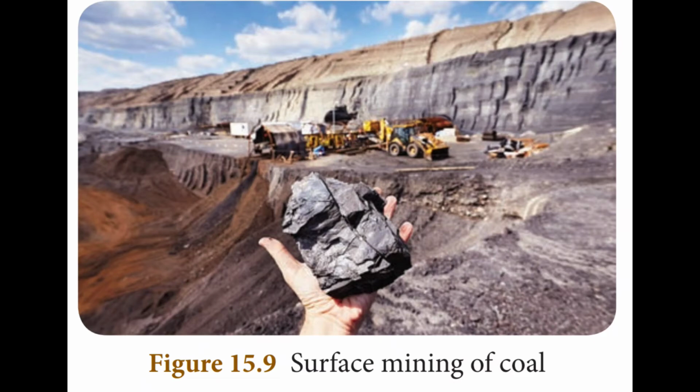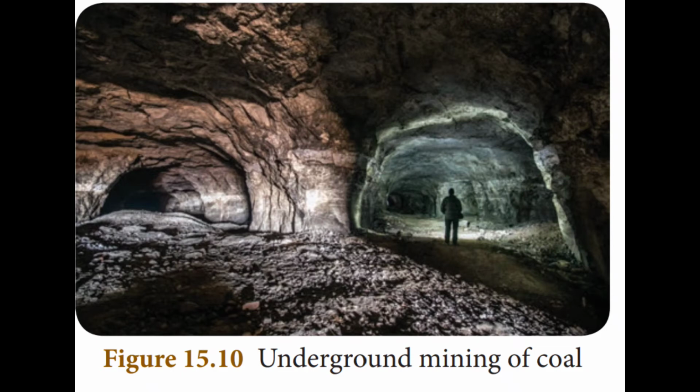If the coal bed lies within 22 feet of the earth's surface, the topsoil is removed and the coal is dug out. This is called surface mining. Second case, underground mining. In some places, coal beds are found very deep inside the earth. In that case, underground tunnels are made to get this coal. This is called underground mining or deep mining.